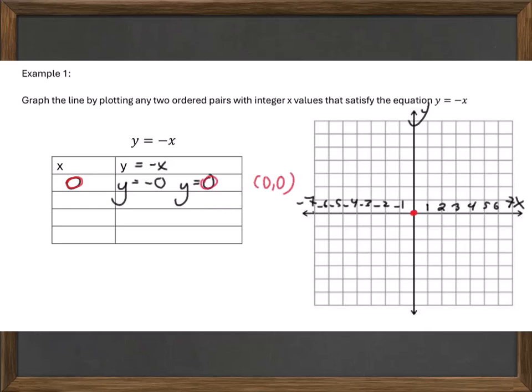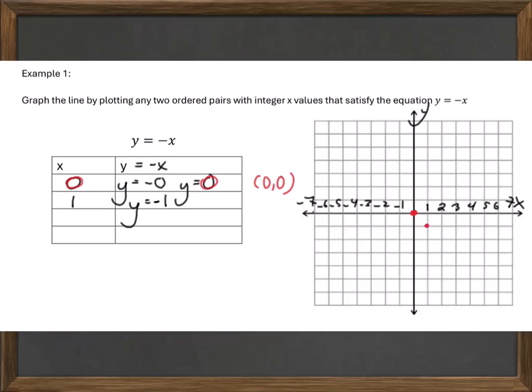Okay, so we could pick any other number that we want. Another easy number to work with is 1, so I could also pick 1. Okay, so if x is equal to 1, well, y is equal to negative x, so y is equal to negative 1. So then we have the ordered pair 1, negative 1, which is right here.